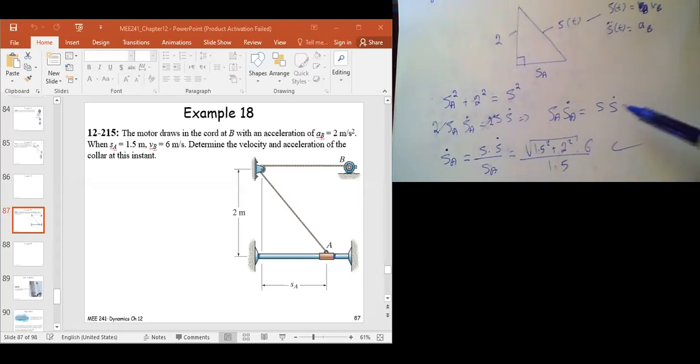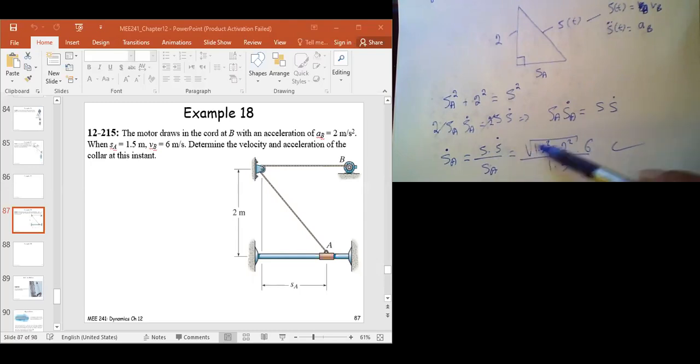And then, by the way, okay, so we differentiated this guy. We ended up with 2 SA SA prime. Derivative of 4 is 0. It's going to be equal to 2 times S S prime. 2 will cancel out, so we're going to end up with SA SA prime is equal to S S prime, right? And finally, we got SA prime is equal to S times S prime divided by SA, right?